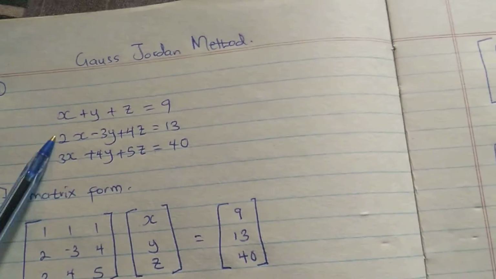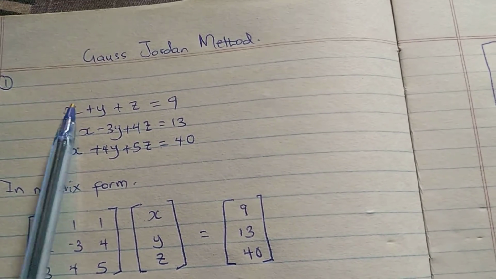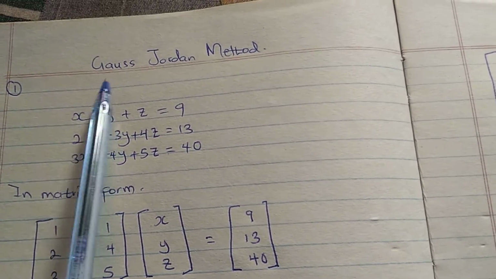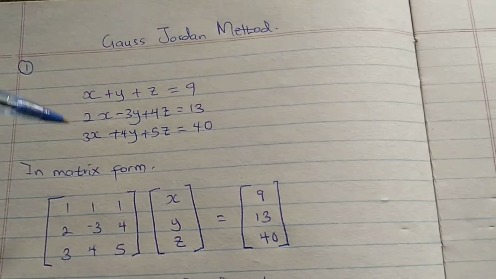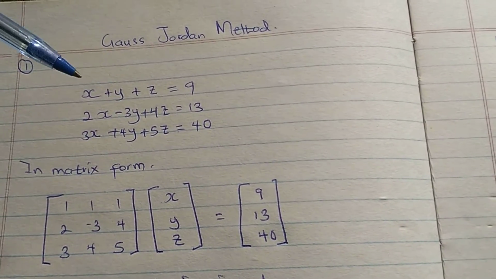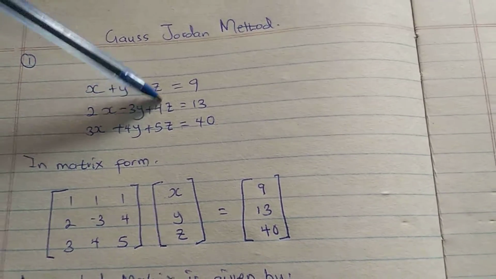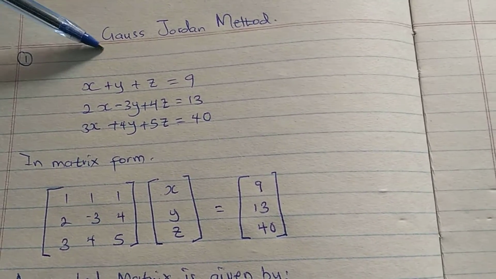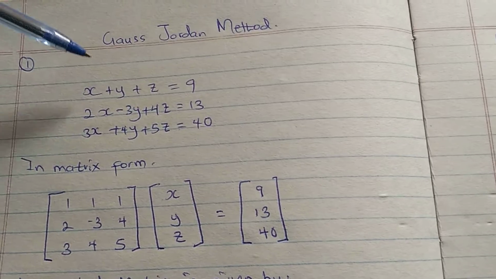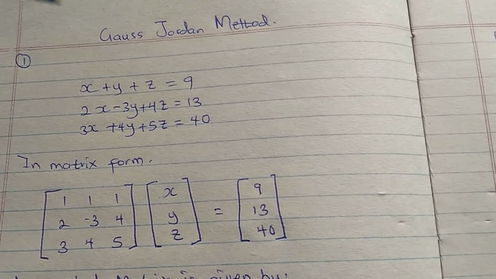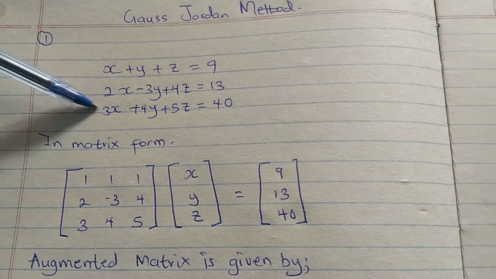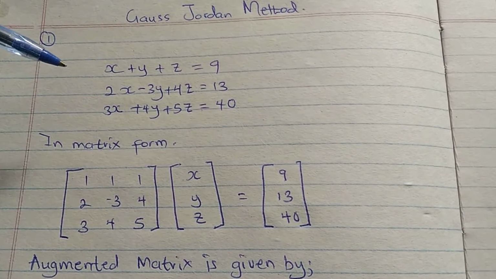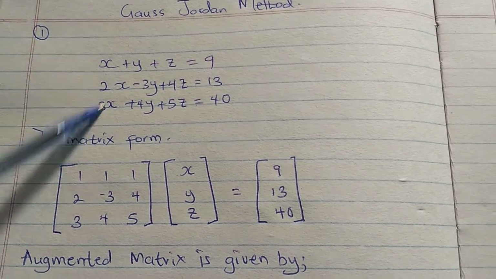Guys, today we are going to look at the Gauss-Jordan method. You're given a system of equations: x + y + z = 9, 2x - 3y + 4z = 13, 3x + 4y + 5z = 40.